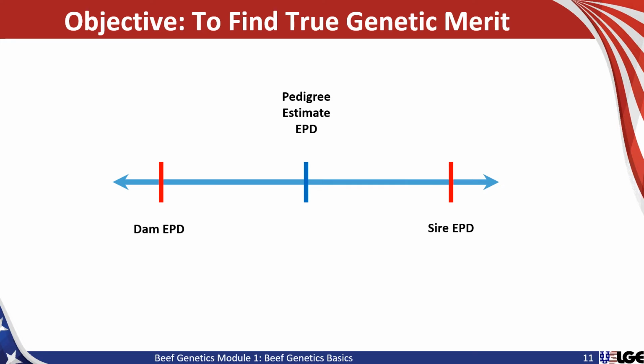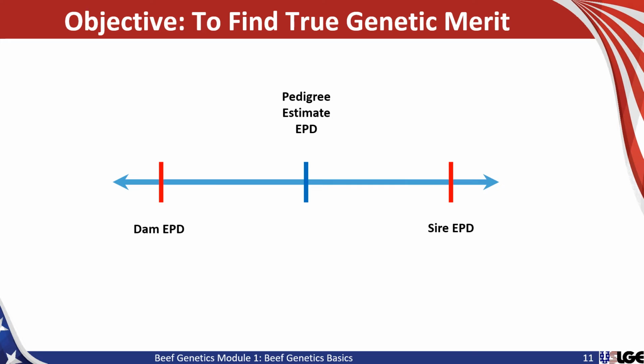The objective of our genetic evaluation is to find or predict an animal's genetic merit. And we want to get as close to that animal's true genetic merit as we possibly can with our prediction tools. So consider this example. We have an individual calf that is produced by the mating of these two parents, the sire and the dam. The laws of additive genetics tell us that the average calf born to this mating will have an EPD that lands halfway in between the sire and dam's EPDs.